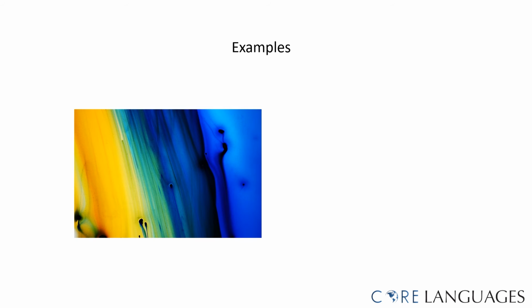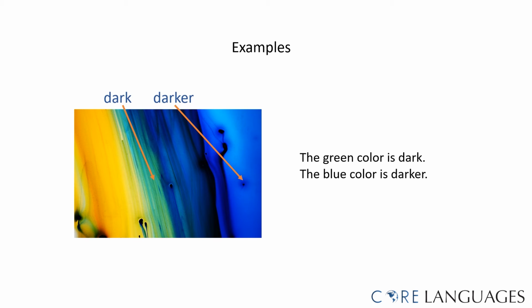Here are some example sentences. We are comparing color. The green color is dark. The blue color is darker. The indigo color is the darkest.